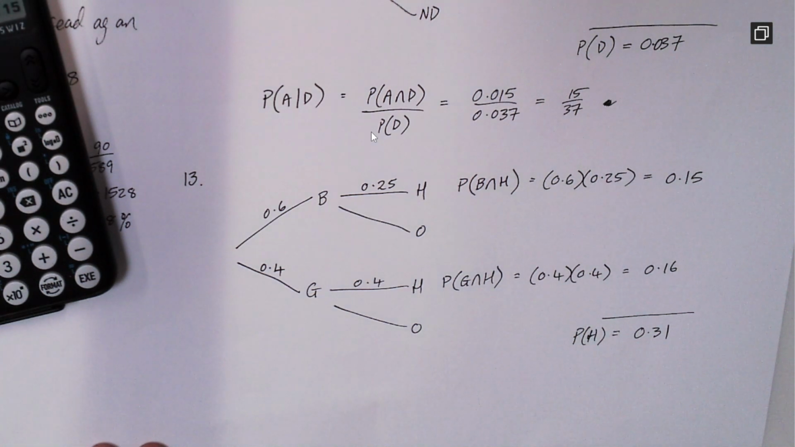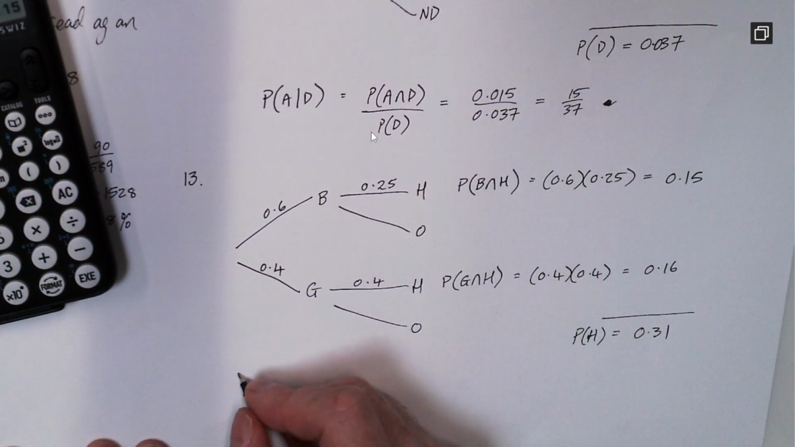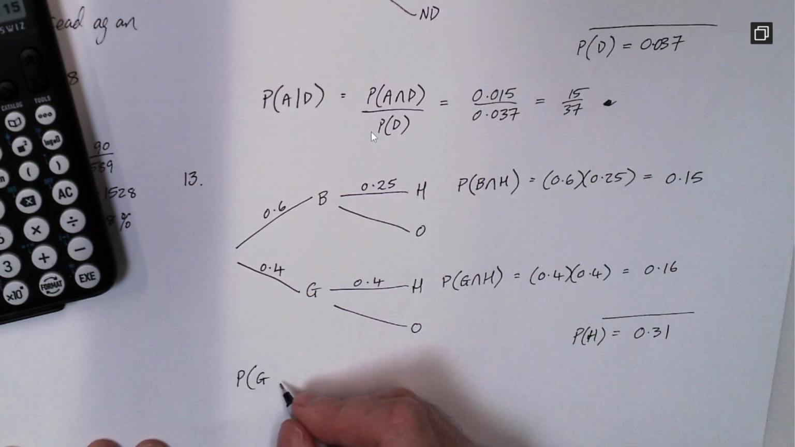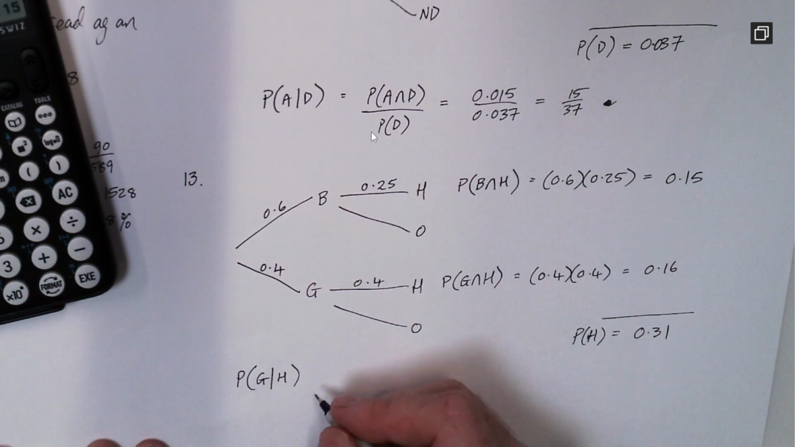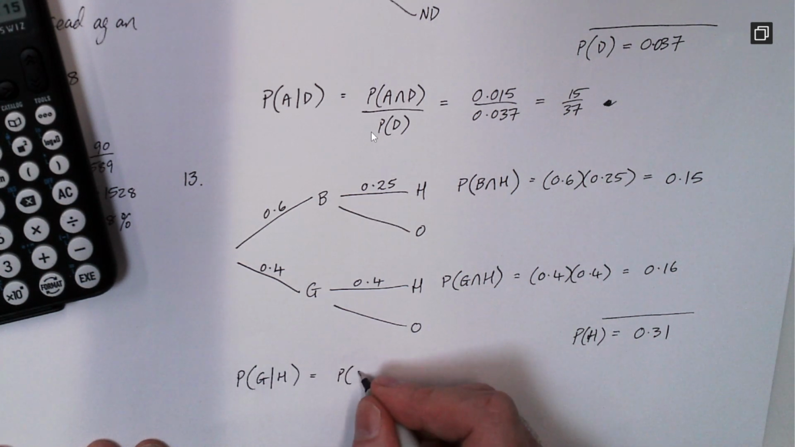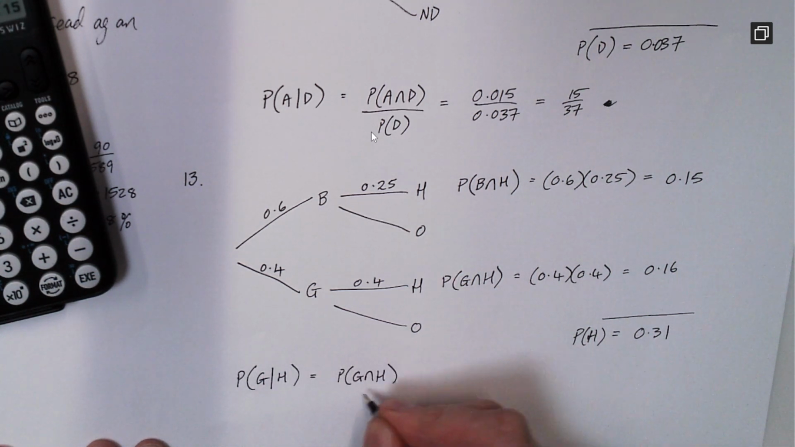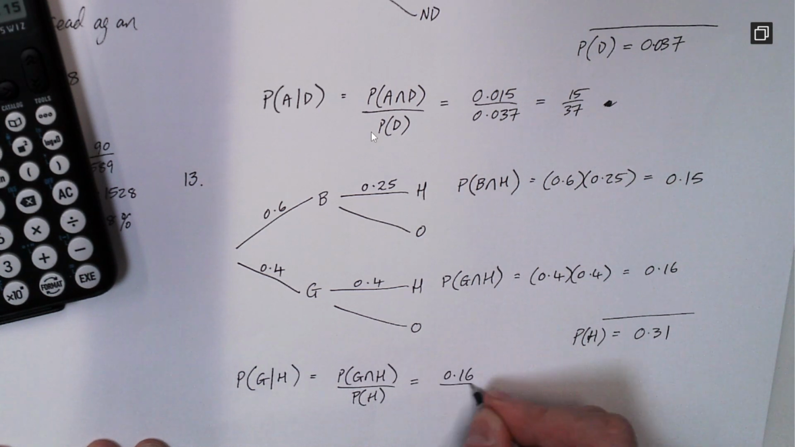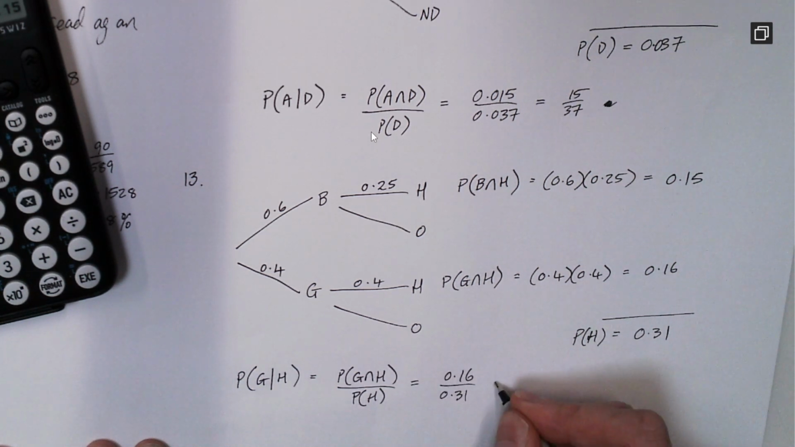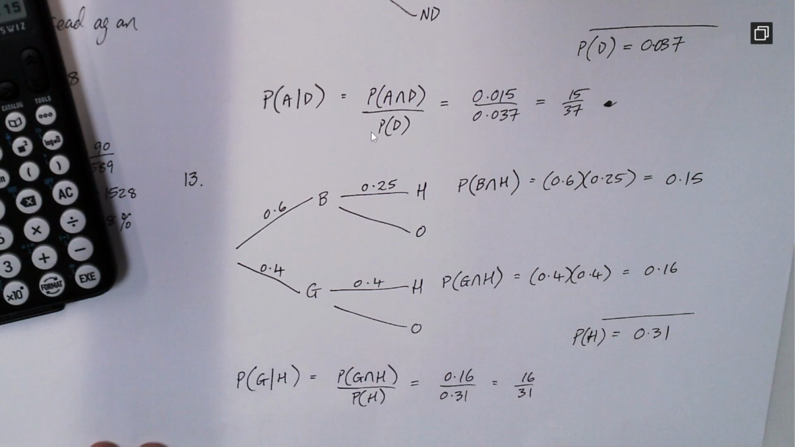If a student is picked at random and is found to study higher level maths, so that's the condition. So the question is: what is the probability that the student is a girl? So the probability that the student is a girl given that they study higher level maths. Okay. That's the probability of G intersection H divided by the probability of H. So G intersection H is here, divided by the three here.